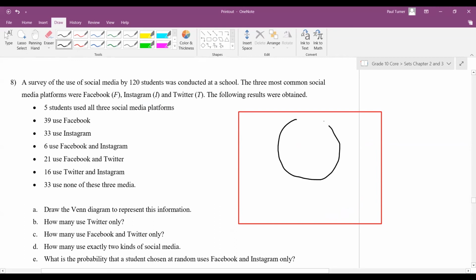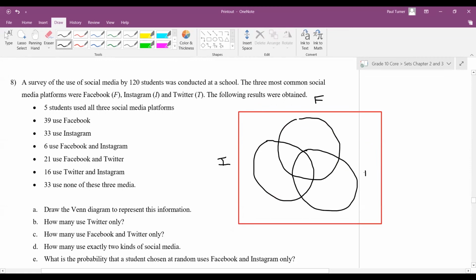So just draw one here. So let's call that Facebook, the top one. And this is Instagram here. I'm not sure if this follows the answer key, but this is how I did it yesterday. And this one here is Twitter here. So we've got 3 sets. And one thing to note here, right at the end, 33 don't use any of them. So already we know 33 students will go outside. They use none of the 3 media.